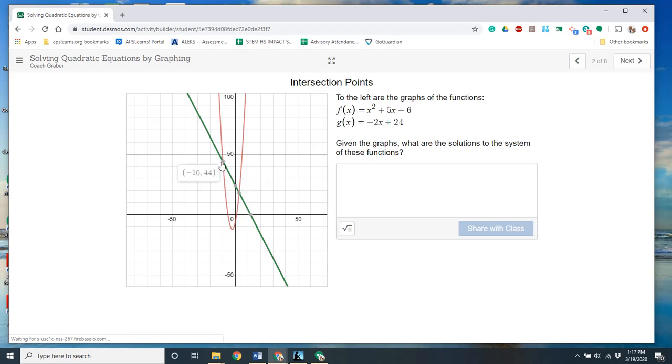Now we're talking about a system of equations. We did this back in the fall. The solutions are only the x values. So we'd say x is equal to negative 10 or 3. Remember, there's two possible solutions. You're just looking at those points where they cross.